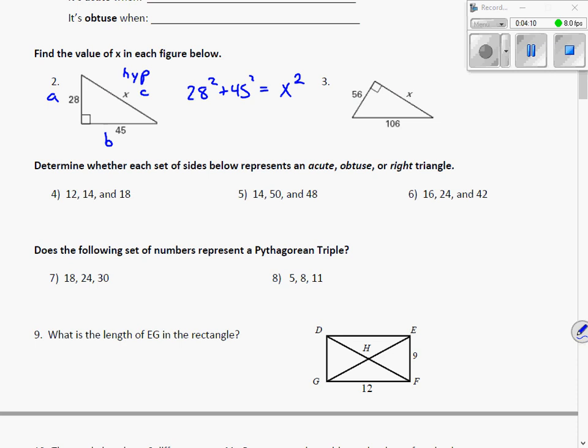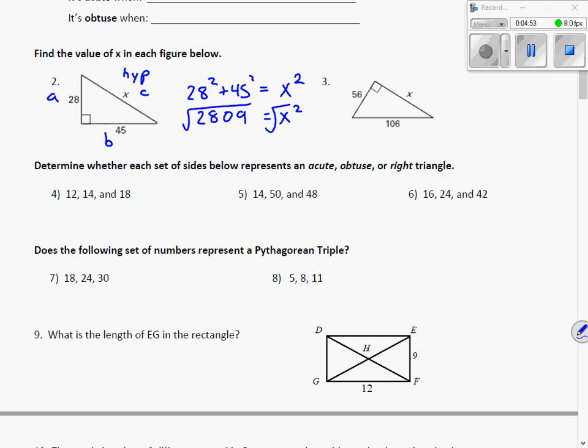So then you go to your calculator. Then 28 squared plus 45 squared. What do you get? What's 28 squared plus 45 squared? 2,809. That's equal to x squared. So then you have to take the square root of that. When you're doing the Pythagorean theorem, your last step is going to be you're going to need to take the square root to find c, or x.